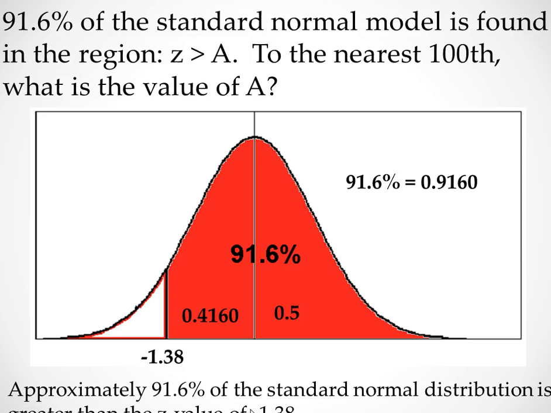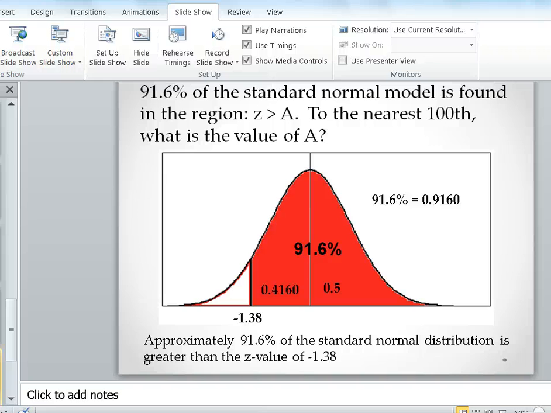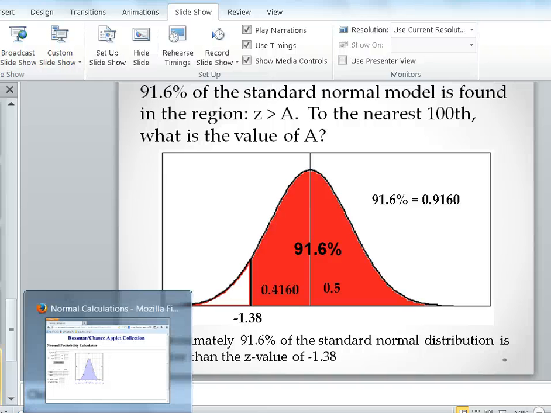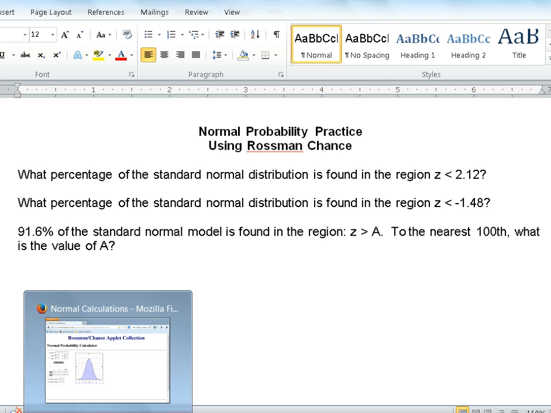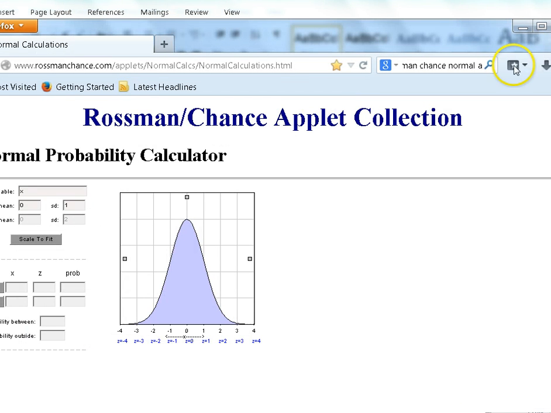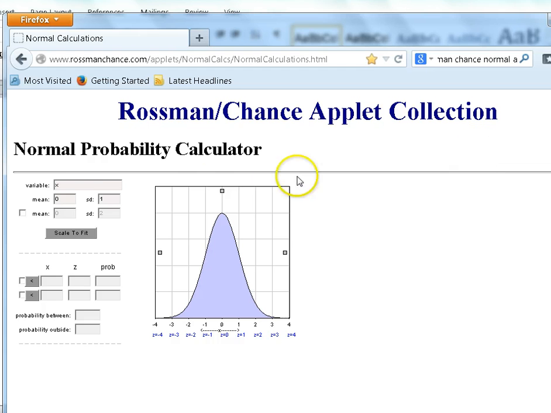Now, let's work these same problems using the Rossman-Chance Applet. Here are the problems themselves, the same problems. Let's work them one at a time. What percent of the standard normal distribution corresponds to the region where z is less than 2.12? Bringing up the applet, what we know is that for the standard normal distribution, the mean is 0 and the standard deviation is 1, so we don't need to change that.